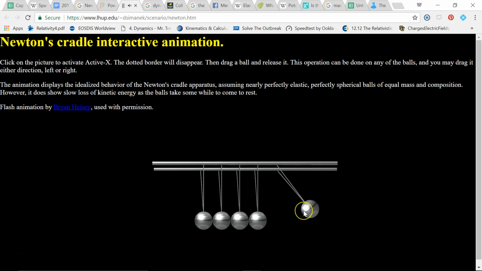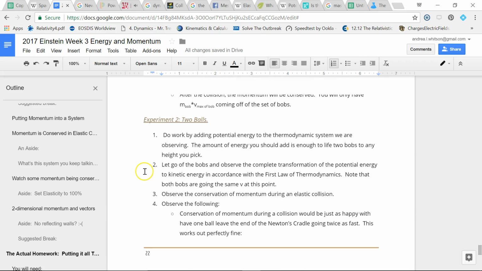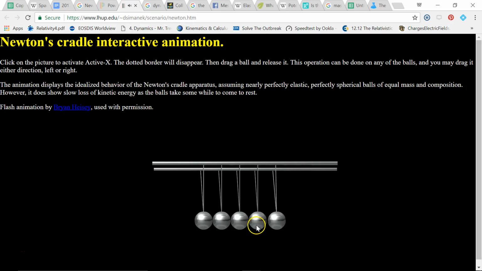So all you do is observe that when this ball hits, a ball comes off the end with equal speed. There you go. You have observed the conservation of momentum during an elastic collision. The next experiment is to do the same. These are actually just repeated from the one above, but you're going to do it with 2 balls. So all you do is you pull back 2 balls, or if you're using the ruler, you thwack 2 marbles towards something, and you observe that 2 balls come off the end.